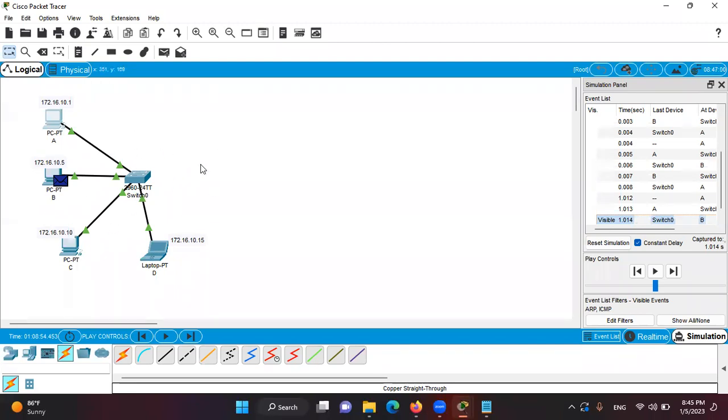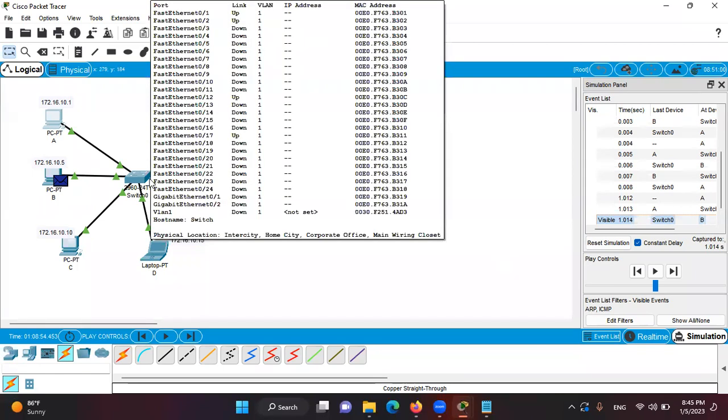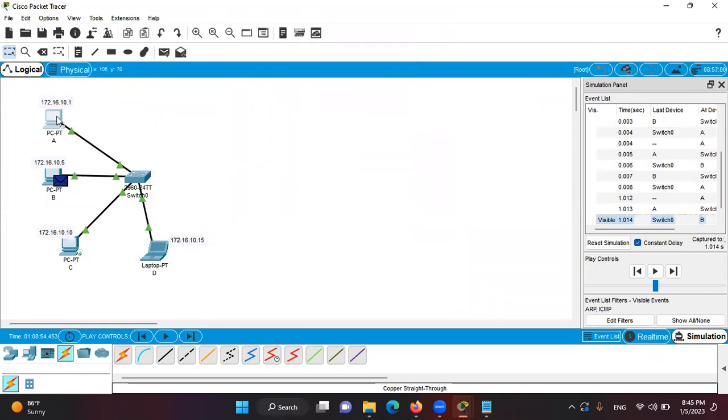So ARP protocol is used to find the devices. So what does ARP do? A switch will send broadcast messages. Then only the relevant computer which has the IP address will respond to that. Then it will identify this is the destination computer. Then that will be updated and the data messages will be sent only to that computer.